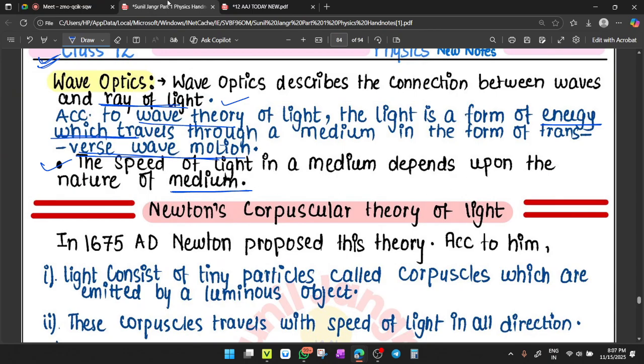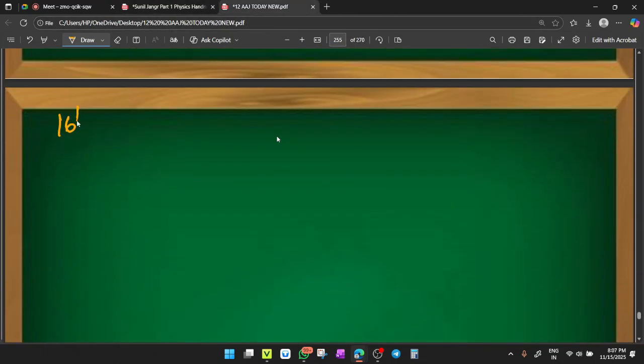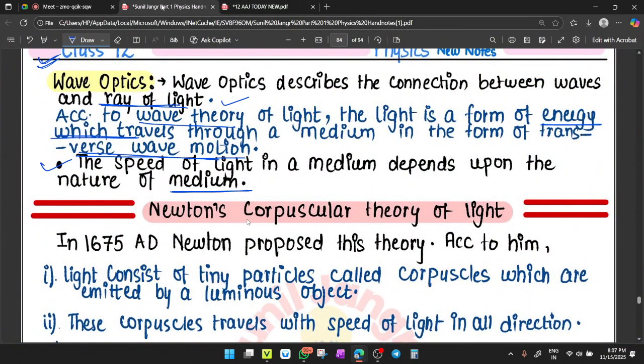Now, the study of light actually started with Newton's corpuscular theory of light. You know, during the 16th century, Newton had given his three wonderful laws of gravitation and laws of motion. Okay, Newton's first law, second law, and third law. Clear? So in that time, Newton was like a boss of physics.